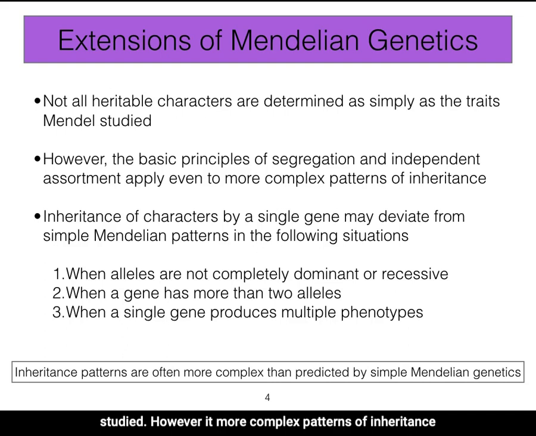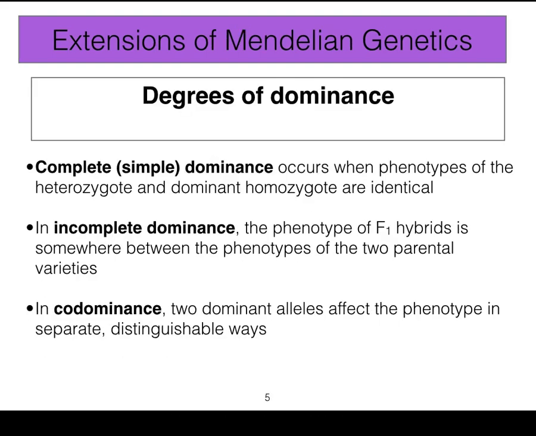However, in more complex patterns of inheritance, the basic principles of inheritance, such as the laws of segregation and independent assortment, apply. Patterns of inheritance of characters of a single gene may deviate from simple Mendelian patterns for the following reasons. 1. When the alleles are not completely dominant or recessive. 2. When a gene has more than two alleles. Or 3. When a single gene produces multiple phenotypes. Alleles can show different degrees of dominance and recessiveness in relation to each other.